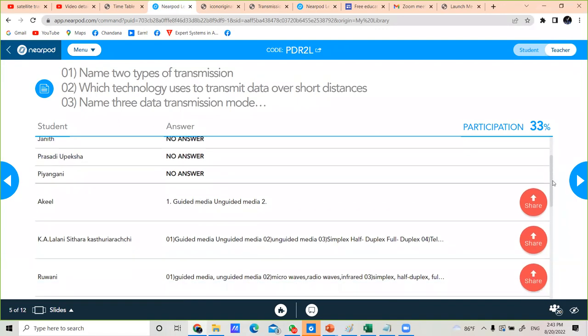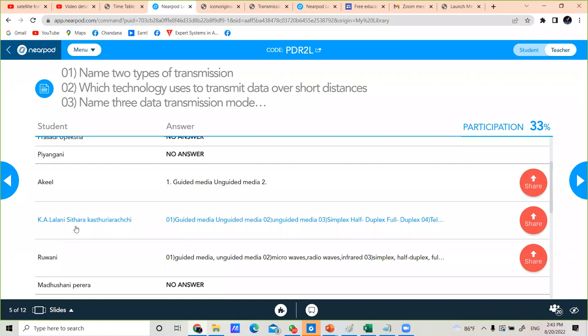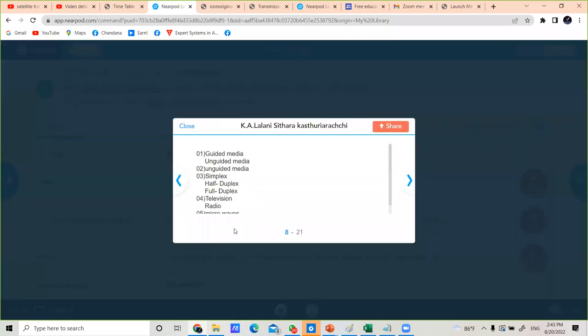Then Lalani Sitara, we see the answer. Guided media, unguided media, first one, correct. Second, unguided media. What's the technology used to transmit data over short distance?